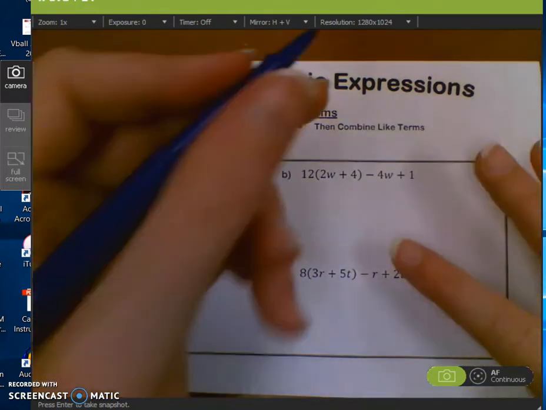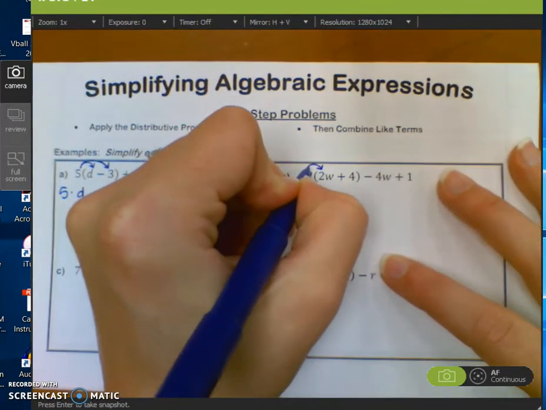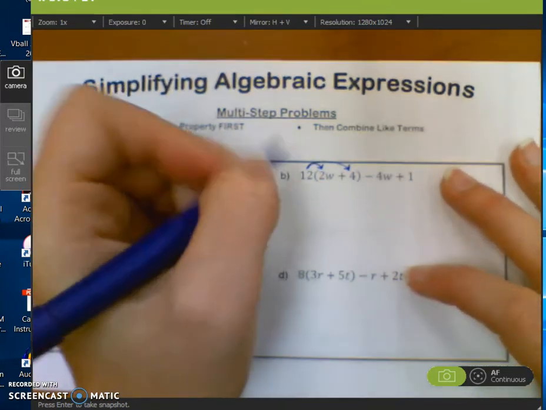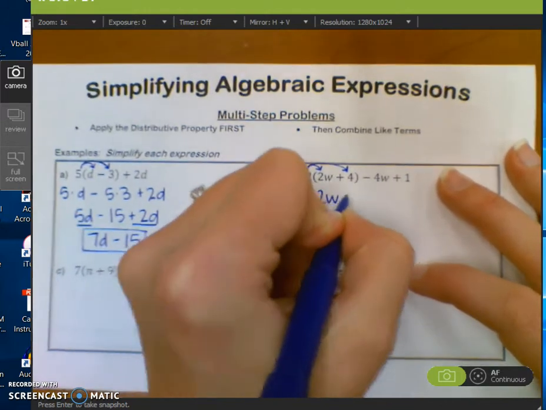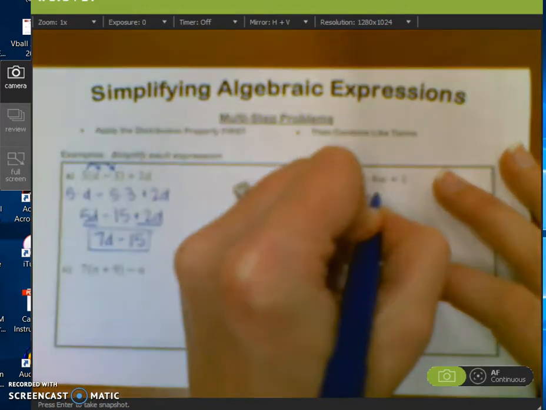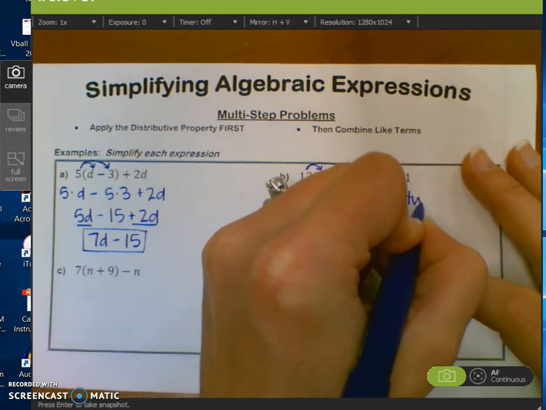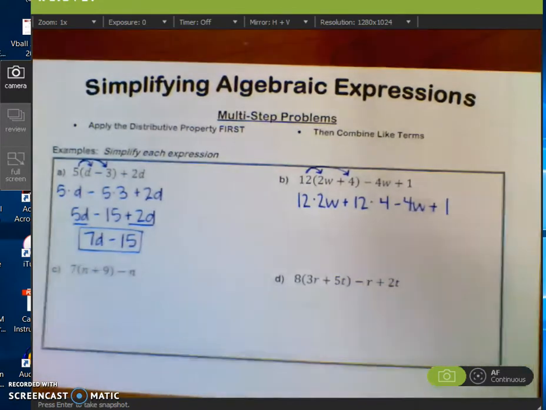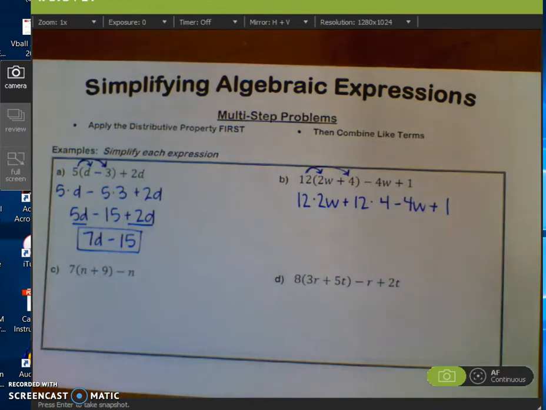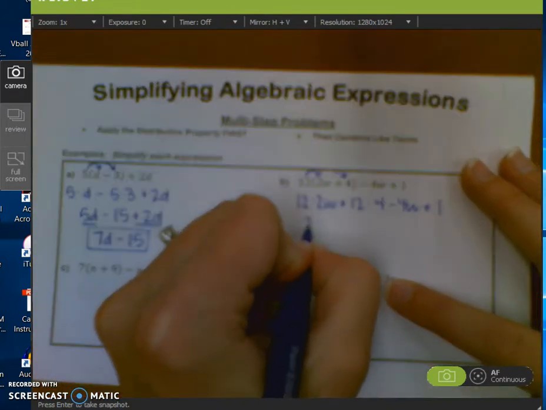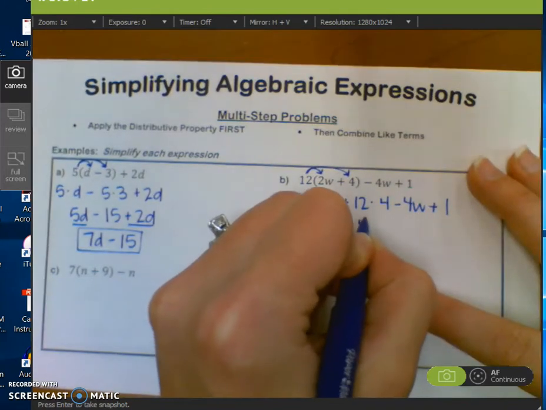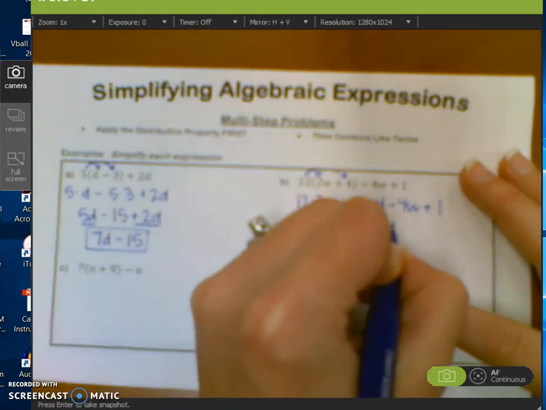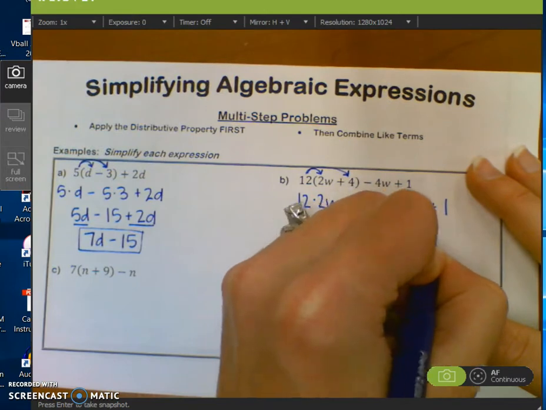So let's do another one. 12 times 2w plus 12 times 4 minus 4w plus 1. I use the distributive property first, and now I'm going to do some multiplication. 12 times 2w is 24w. 12 times 4 is 48 minus 4w plus 1.